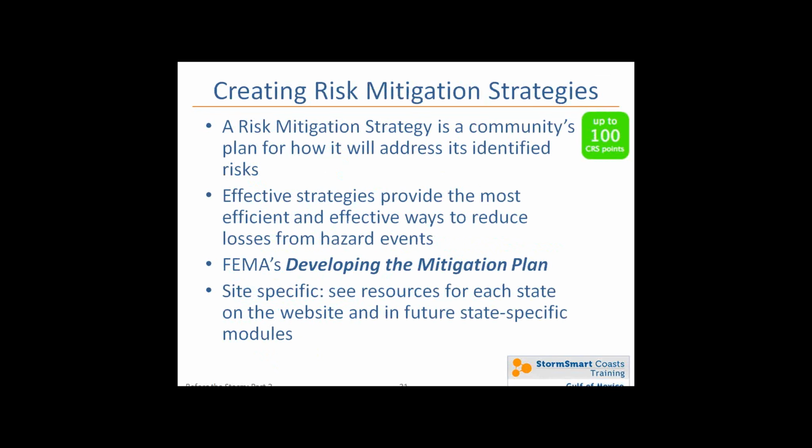A second strategy, risk mitigation, is the community's plan for addressing potential risks. Effective mitigation strategies provide documentation of valuable local knowledge on the most effective and most efficient ways to reduce losses from hazard events. For example, a strategy may list specific actions to help preserve a beach that protects private or public property. Creating and implementing hazard mitigation strategies is one of the most effective ways to protect residents and property, and is nearly always more cost-effective than repairing the damage after a storm event.